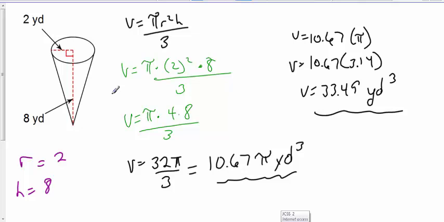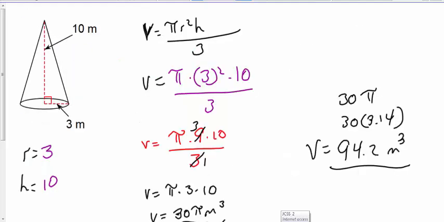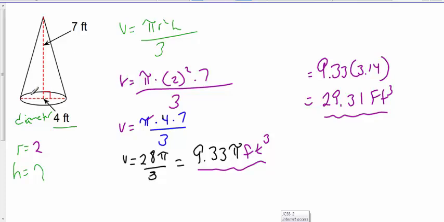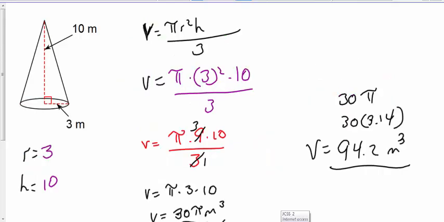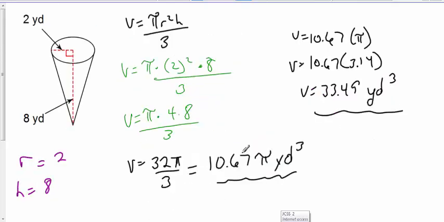Okay? All right. That concludes the teaching of the volume of a cone. But please notice that each one of these cones are referenced in a different orientation or given different information, but they all work the same. Okay? There you go.